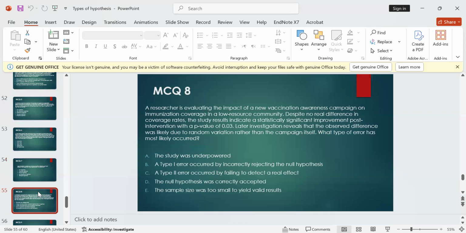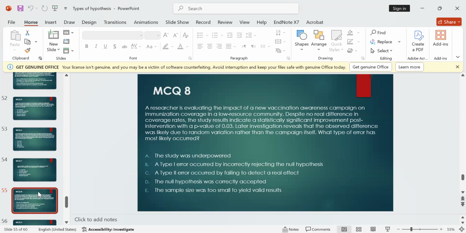MCQ number 8. A researcher is evaluating the impact of a new vaccination awareness campaign on immunization coverage in a low-resource community. Despite no real difference in coverage rates, the study results indicate a statistically significant improvement post-intervention with a p-value of 0.03. Later, investigation reveals that the observed difference was likely due to random variation rather than the campaign itself. What type of error has most likely occurred?